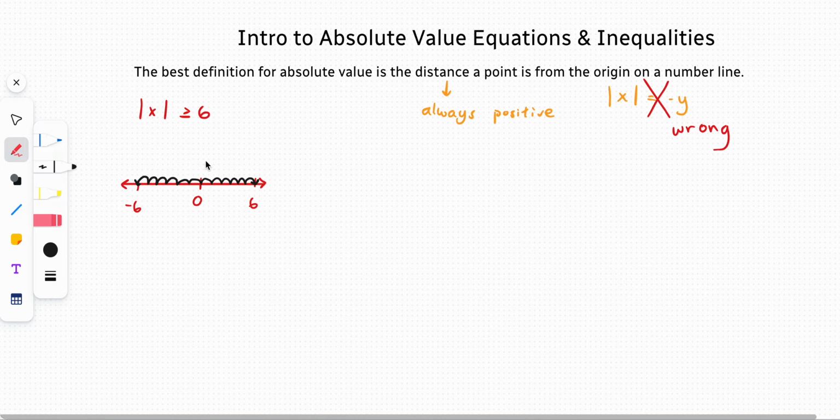So what this tells me is that we want x to be greater than 6 jumps. We don't want them to be only 6 jumps. We want them to be greater than 6 jumps. So we want x to be greater than or equal to 6. And we want x to be less than or equal to negative 6, because we just want to keep going this way, and we want to keep going this way, and we're inclusive.